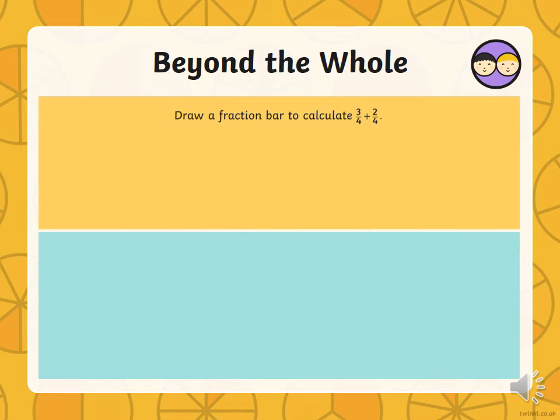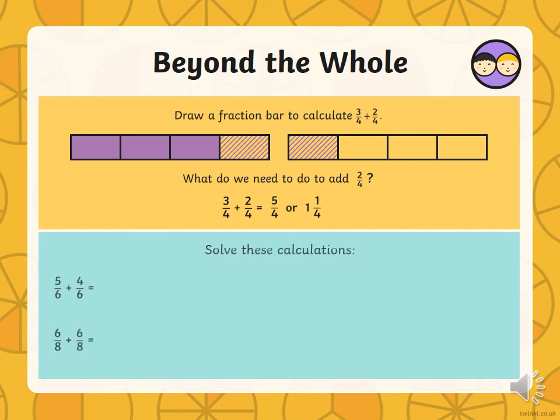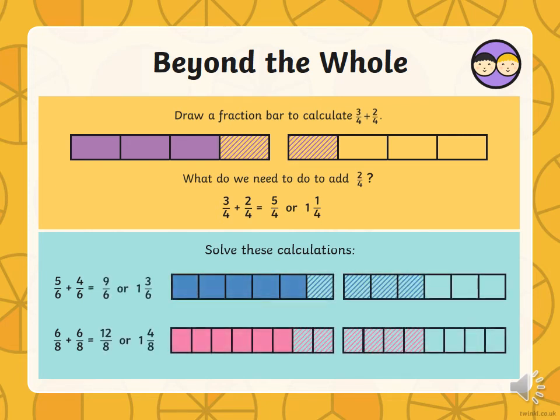Beyond the whole, draw a fraction bar to calculate 3 over 4 plus 2 over 4. So here is an example. That'd be 5 over 4 or 1 whole, and because you've got 1 whole bar and then we've got 1 out of 4 in another bar. So solve these calculations. So I want you to pause the video and solve these 2 calculations. And here are the examples.